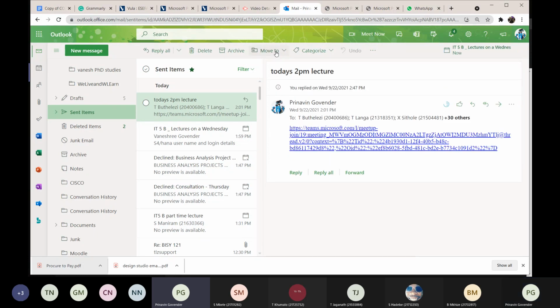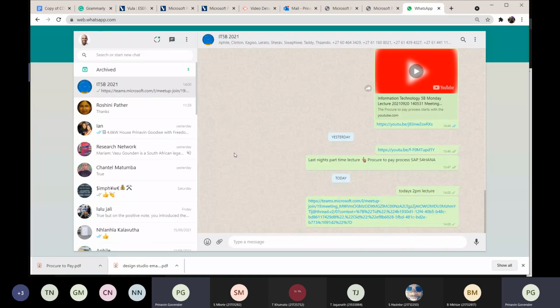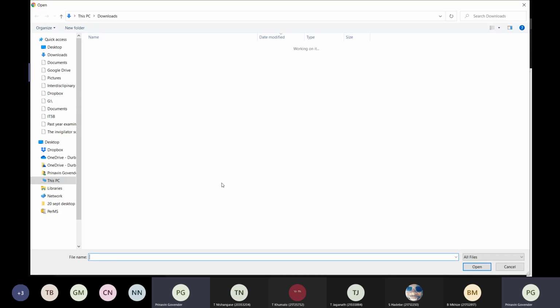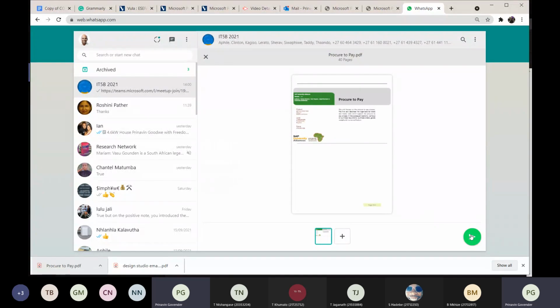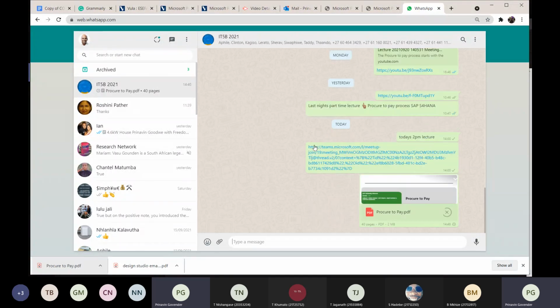Ta-da! Oh yes, someone said that they wanted it on the WhatsApp because now they're going to be reading their WhatsApp messages and they're not going to look at all the funny jokes that people send them. They're going to be reading my notes on WhatsApp. Yay, I sent it.